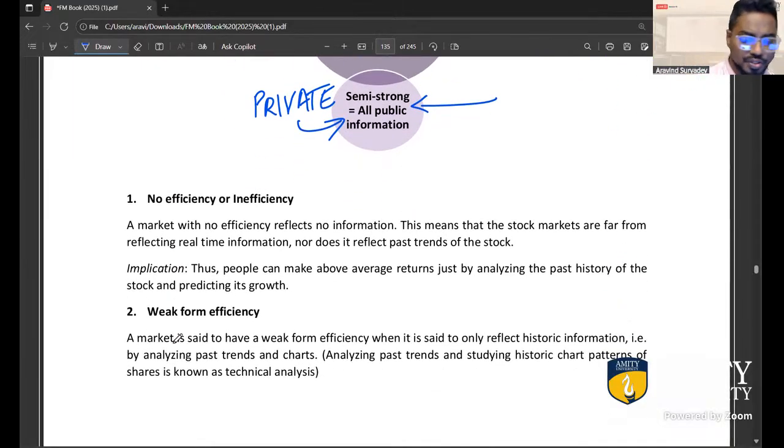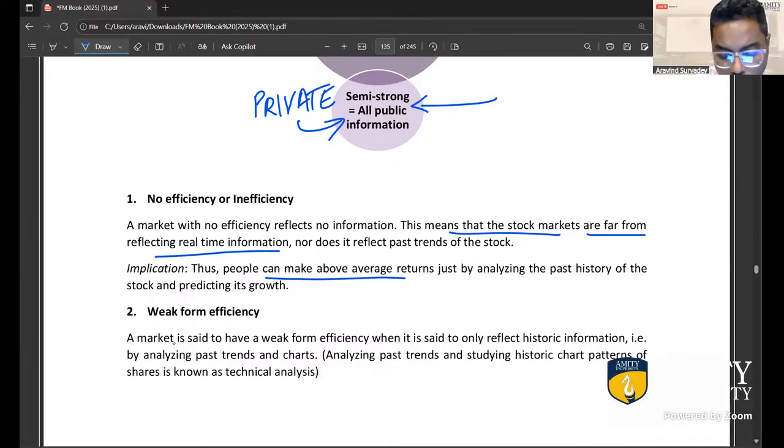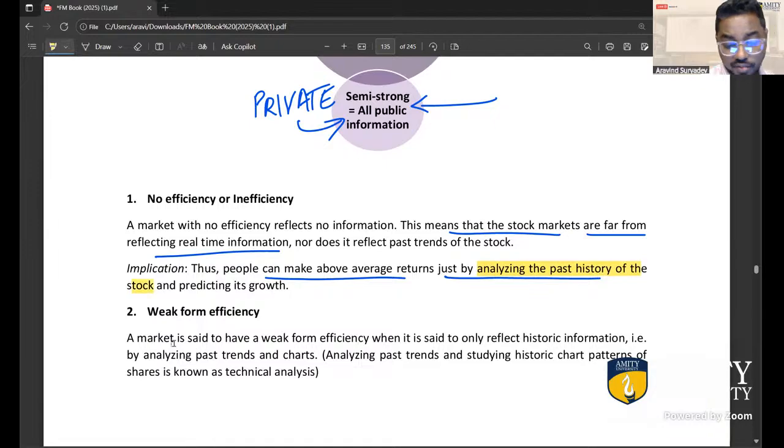A market with no efficiency reflects no information. This means that the stock markets are far from reflecting real-time information, nor do they reflect past trends of the stock. You can just beat the market by knowing the past trend. So the implication: people can make above average returns just by analyzing the past history of the stock and predicting its growth. This is what happens in an inefficient market. An inefficient market would have been a reality years ago when communication was not this fast. But today, in the world of the internet, I don't think there are any more inefficient markets.